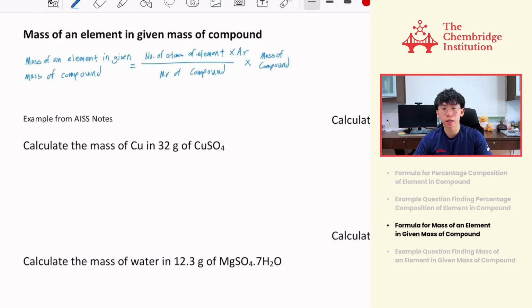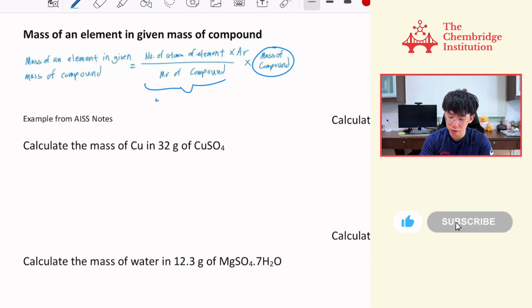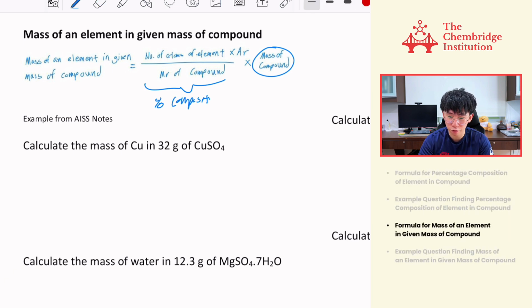Next, we can also find the mass of an element in a given mass of a compound. Again, you just want to take the number of atoms of a particular element times the relative atomic mass, divided by the total mass of the compound, and then you times the mass of the compound itself, which is the actual mass that you're given. Essentially, this fraction is finding the percentage composition of the element in the compound, so you can use that percentage composition multiplied by the given mass of a compound to find the mass of a particular element.